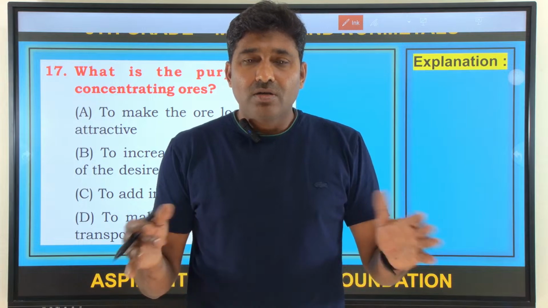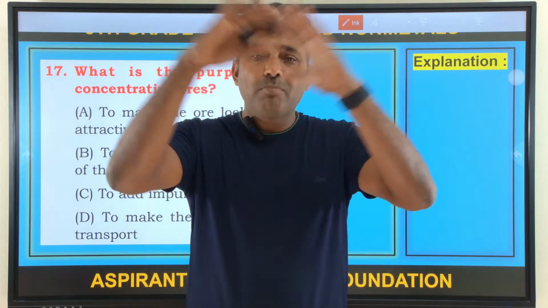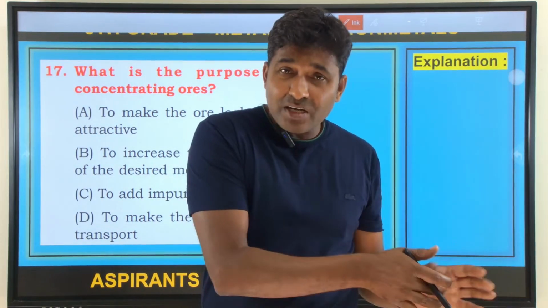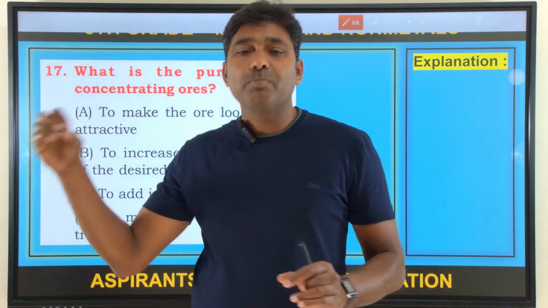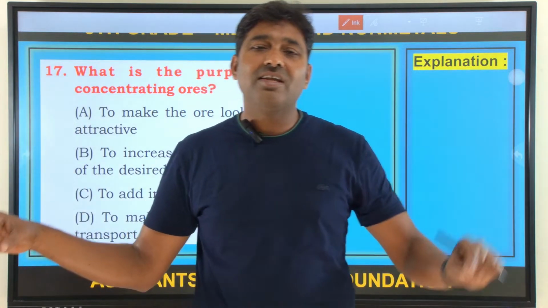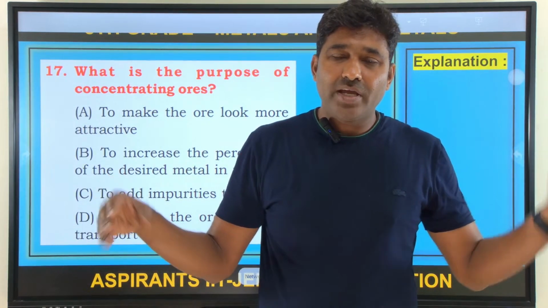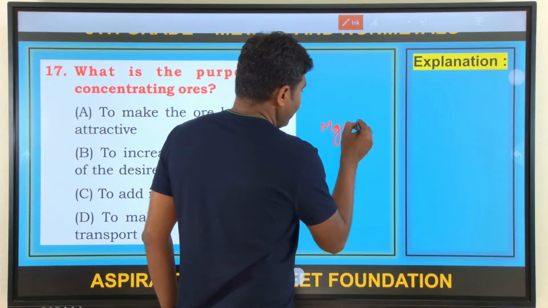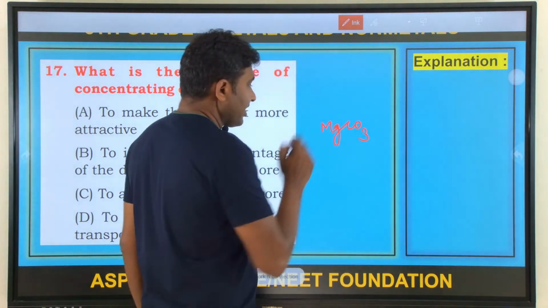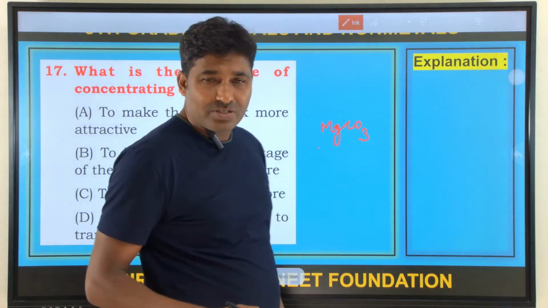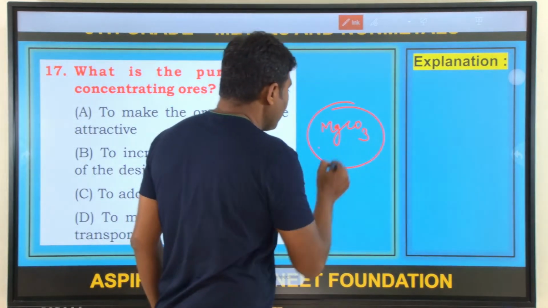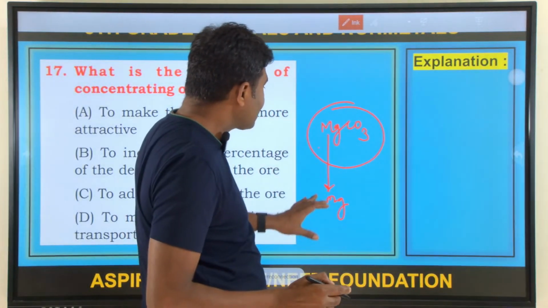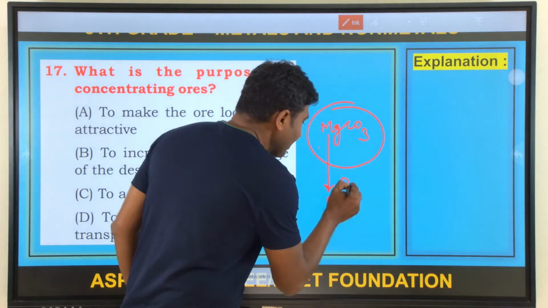Mineral means the element which is associated with a number of other elements and impurities. That is called mineral. From that mineral, the element which is extracted profitably, for that element the mineral acts as an ore. For example, magnesite is MgCO3. Three elements are there: magnesium, carbon and oxygen. From this compound we can extract magnesium profitably. So this mineral acts as an ore for magnesium. It is an ore of magnesium.